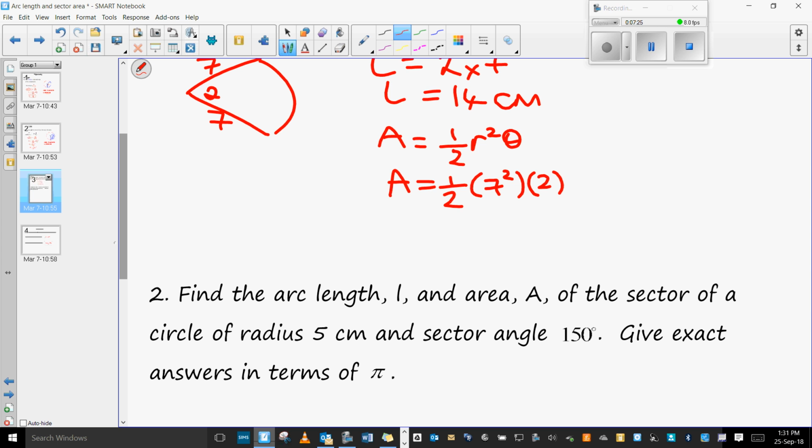Tell me what's a good thing to do. In this question, what can you do? Well, what about this and this? Yes, because I've got 1/2 multiplied by 2, what happens? They cancel each other out, so it just becomes 1. Yes? So then my answer is just going to be 49.